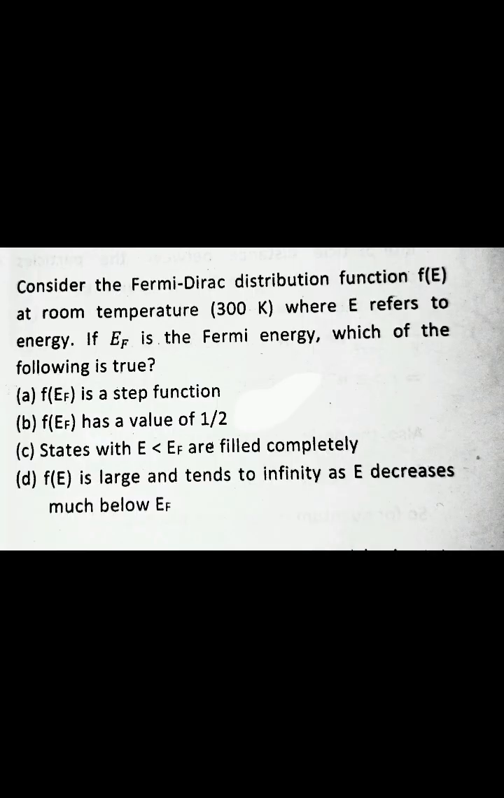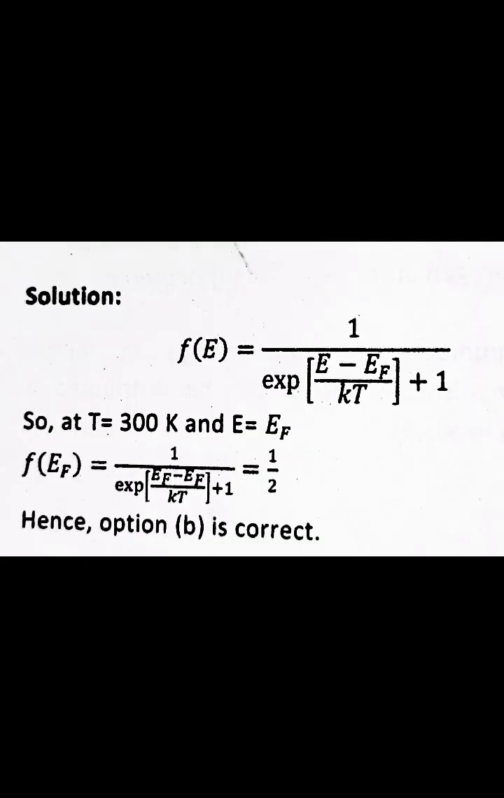Next question is, consider the Fermi-Dirac distribution function at the room temperature where E refers to the energy. If EF is the Fermi energy, which of the following is true? F of E is equal to 1 by e raised to E minus EF by kT plus 1. Here T is equal to 300 Kelvin and E is equal to EF. Therefore, F of EF is equal to 1 by e raised to EF minus EF by kT plus 1, and this is equal to 1 by 2. So the answer is option B.